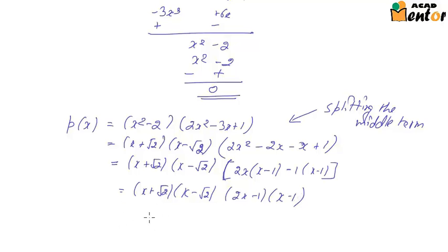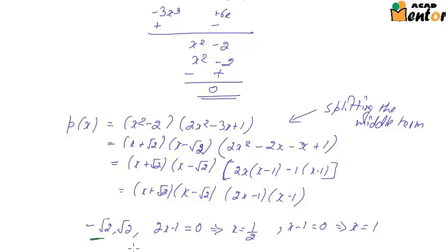So when we find the roots of all these factors, the roots would be minus root 2, root 2, and 2x minus 1 equal to 0 will give us x equal to 1 by 2. Also x minus 1 equal to 0 will give us x equal to 1. So the roots of our polynomial would be minus root 2, root 2, 1 by 2 and 1.